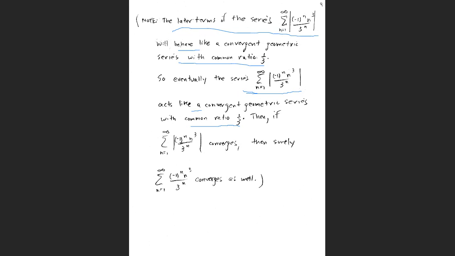So therefore, if that series converges, then our series, where n equals 1 to infinity, of negative 1 to the nth power times n cubed over 3 to the nth power, has to converge as well. This is what's going on. But go ahead and copy it down. Let me know if you have any questions on it.